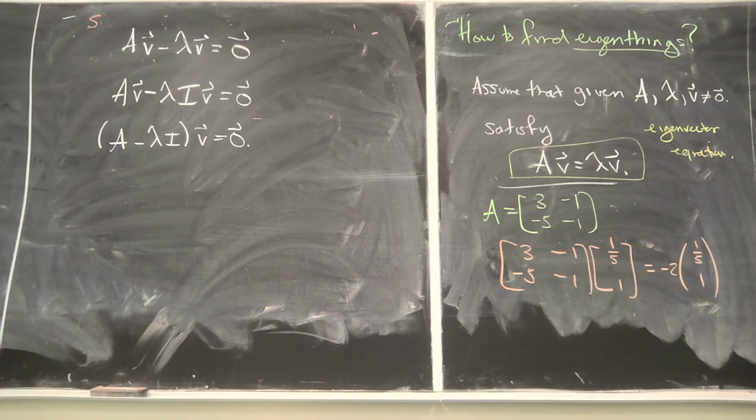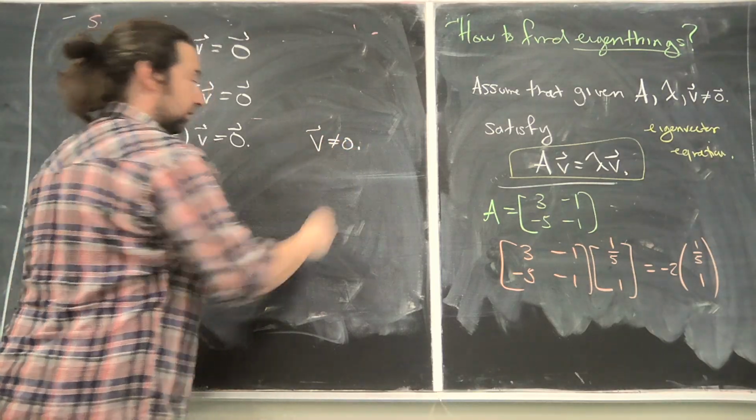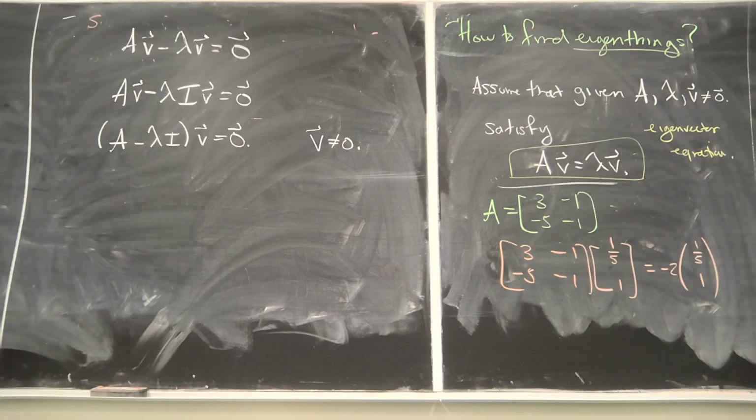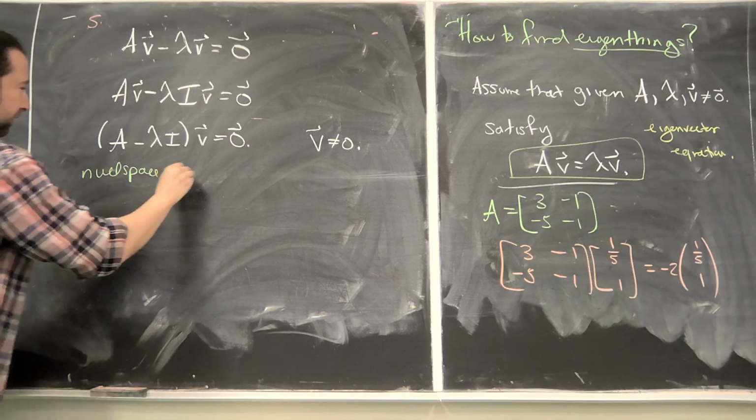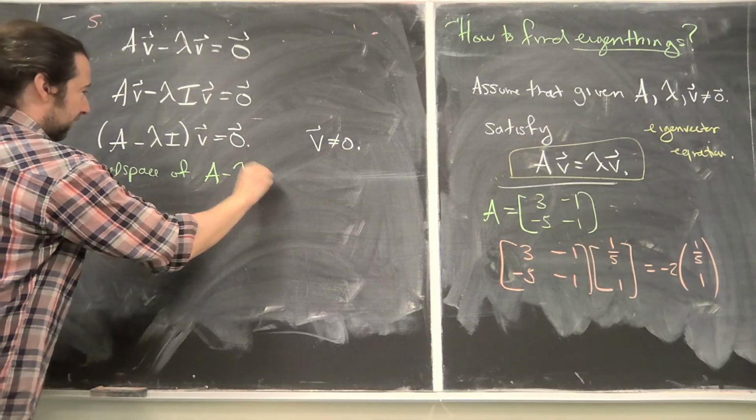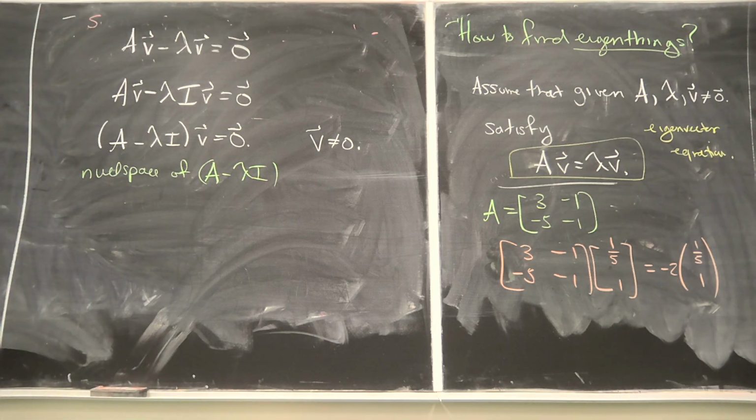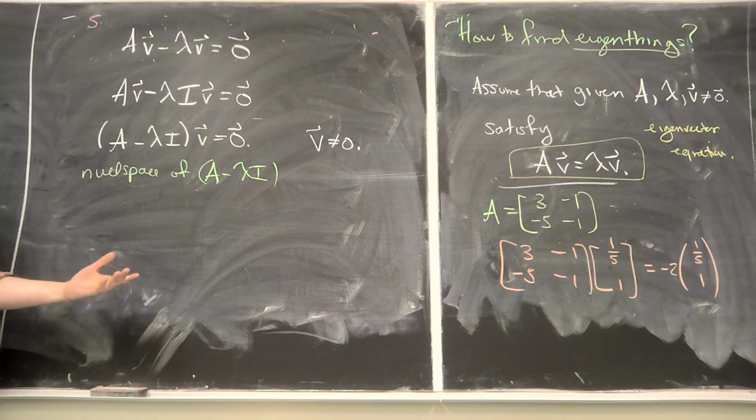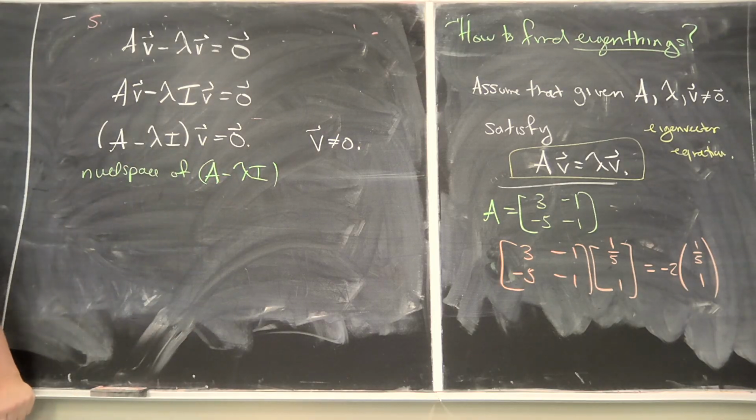Now v is not the 0 vector. So if v is not the 0 vector, what do I know about the null space of A minus lambda I? How many vectors are in the null space of A minus lambda I? Remember, the null space is just the set of solutions to the equation matrix times vector is equal to 0. How many vectors are there in there?